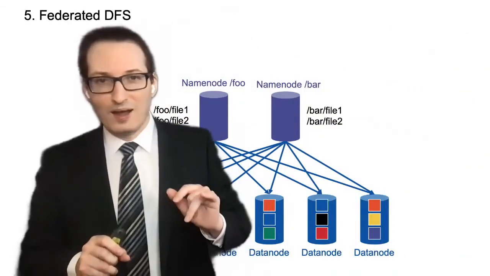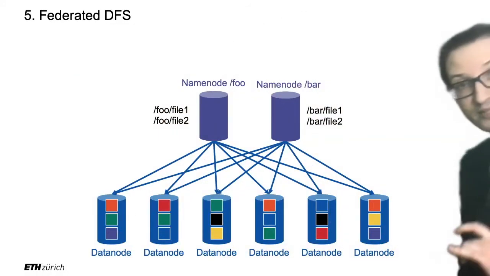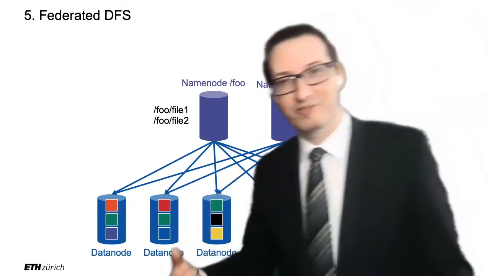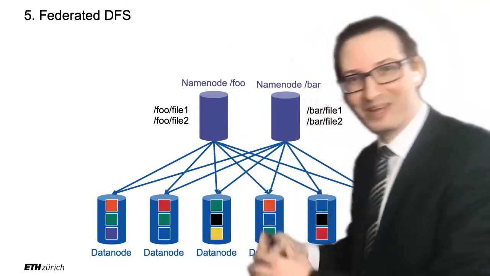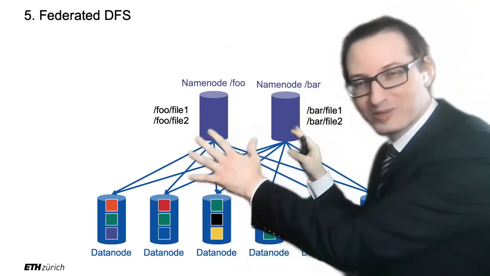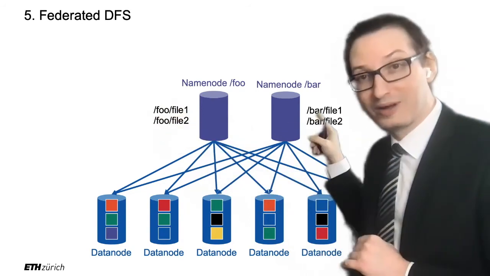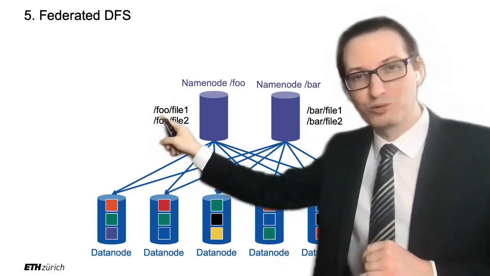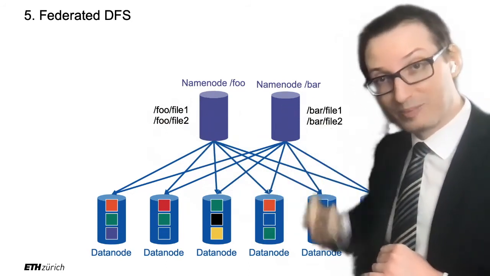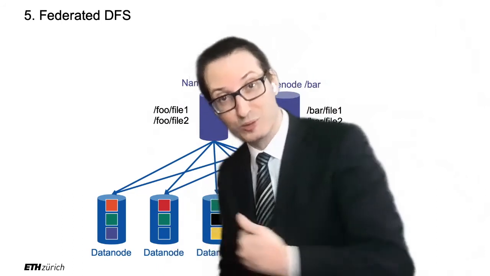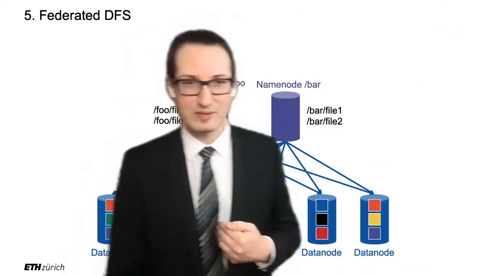All right. And there is yet another improvement that is called the federated DFS. So this is basically the United States and this is Switzerland, right, with the cantons. So the idea is that then you have several name nodes and every name node is responsible for part of the hierarchy, right? For example, directory foo is handled by that name node. Directory bar is handled by that name node. So this is a federated distributed file system, right? So this is how things work.